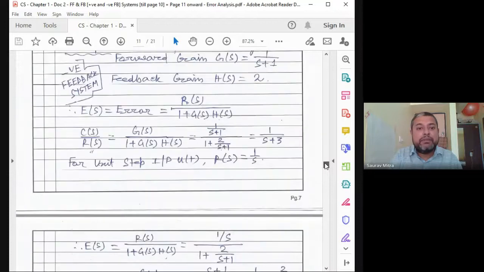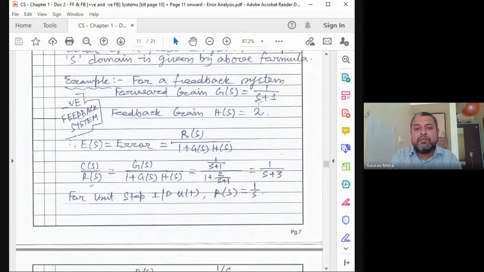Those who have missed, maybe. So GS is given as 1 by s plus 1, HS is given as 2. Find the error in the Laplace domain. So this is RS divided by 1 plus GSHS.